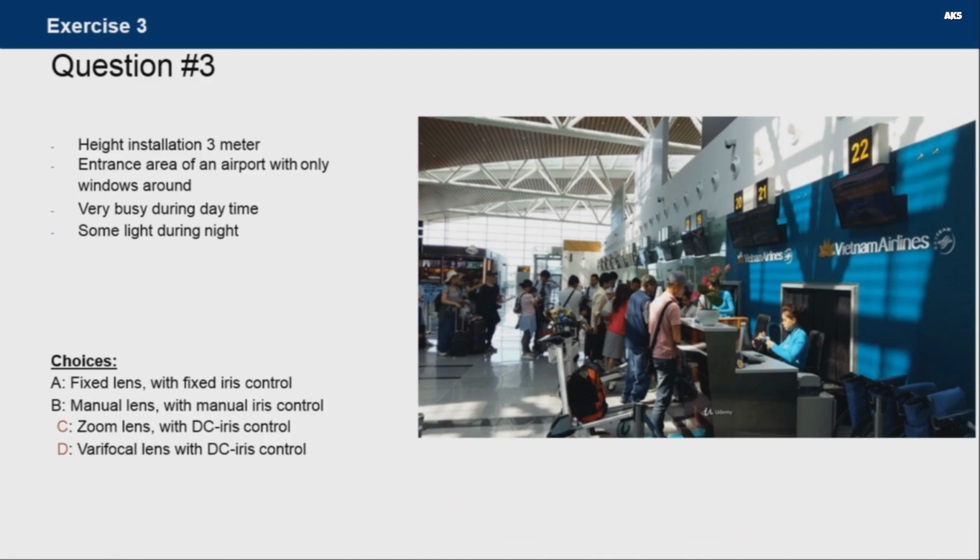So the good answers are C and D, zoom lens with DC iris control, or varifocal lens with DC iris control. Because of the light and the amount of windows in the scene, a lot of reflection will take place. With DC iris lens, the camera will automatically adjust the iris opening, which will prevent overexposure. And B and A are wrong, because fixed and manual lens cannot adjust the iris opening, which will overexpose the image with the daylight, or the image will be too dark during low light.